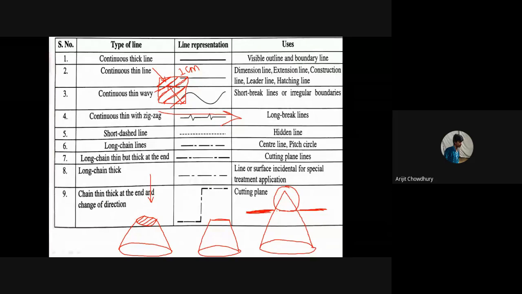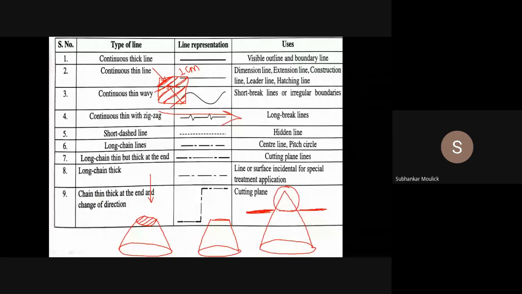Sir, can't they be joined? No, you cannot join. This is a rule in engineering drawing. You cannot join it. You cannot draw this line like this. This is a rule. Is it okay? Any doubt?